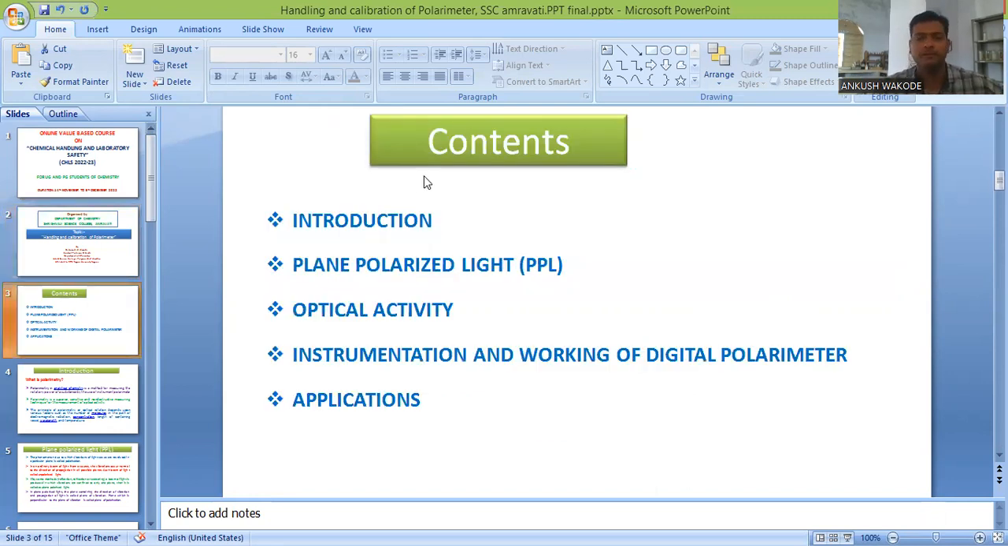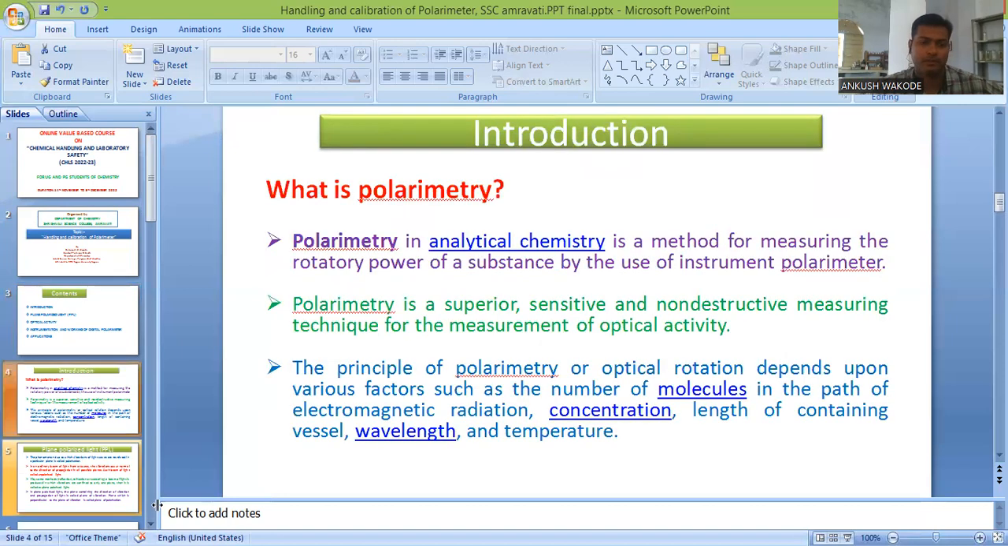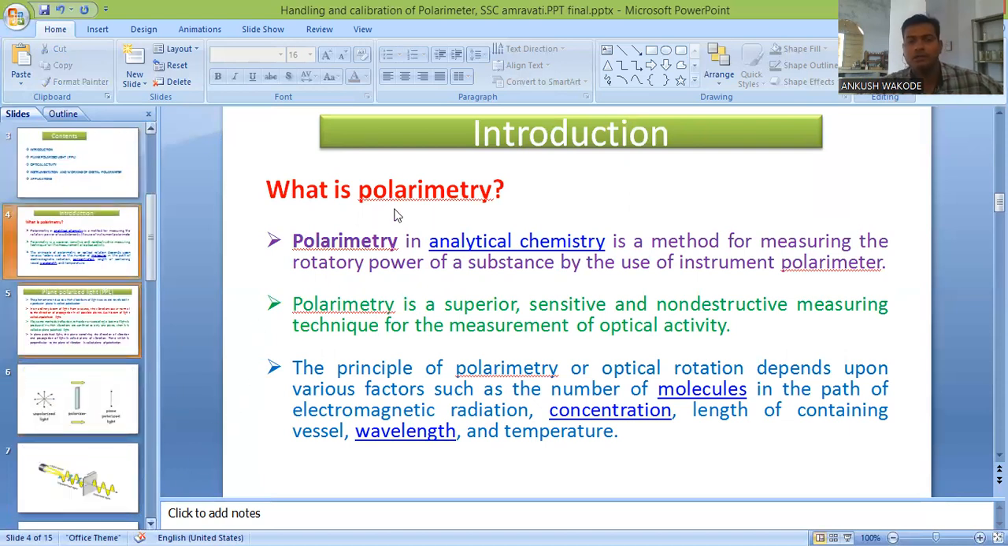So, the contents of my topic are introduction, plane polarized light, optical activity, instrumentation and working of digital polarimeter, and last, applications. So, what is polarimetry? In analytical chemistry, it is a method for measuring the rotatory power of a substance by the use of the instrument polarimeter. Polarimetry is a superior, sensitive, and non-destructive measuring technique for the measurement of optical activity.